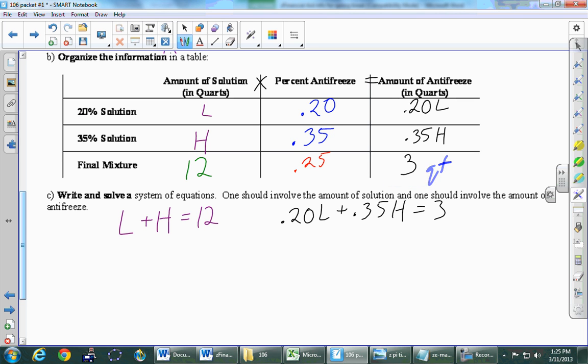That's what I need to have when all is said and done, because it was going to be 12 quarts at a 25% concentration. Got to have 3 quarts when we're done. So you add how much actual antifreeze chemical you have from the first bottle to how much chemical is in the second bottle, the total had better be 3 quarts when all is said and done.